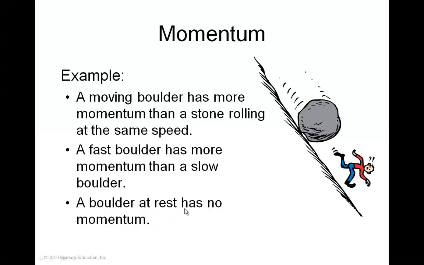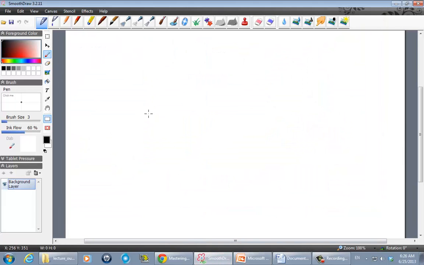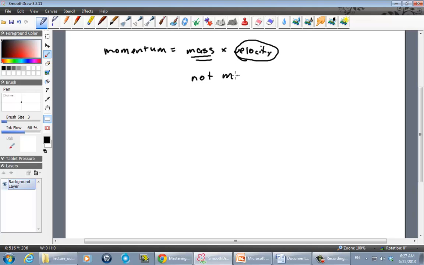Okay, now if we have a boulder at rest, it has no momentum at all, because in our equation, momentum equals mass times velocity. Even if it has some mass, if it's not moving, it has no velocity, and so it has no momentum.